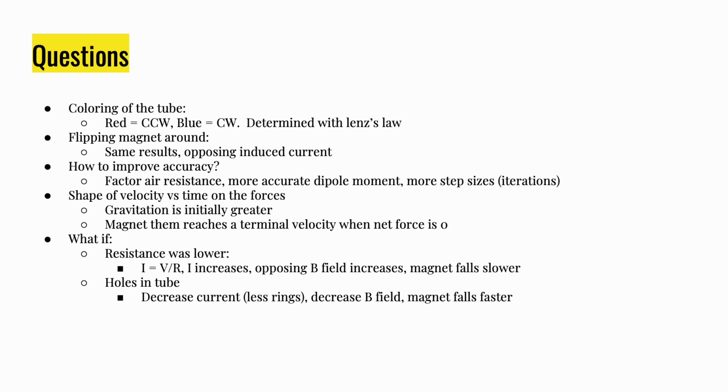this lab. Analyzing the velocity versus time graph curve, gravitational force initially dominated, followed by reaching terminal velocity when magnetic and gravitational forces balanced. Hypothetically, decreasing resistance would strengthen the induced current and slow the magnet further. Conversely, introducing holes in the tube would reduce current and weaken opposing magnetic fields, allowing the magnet to fall faster, closer to what we traditionally see in free fall.